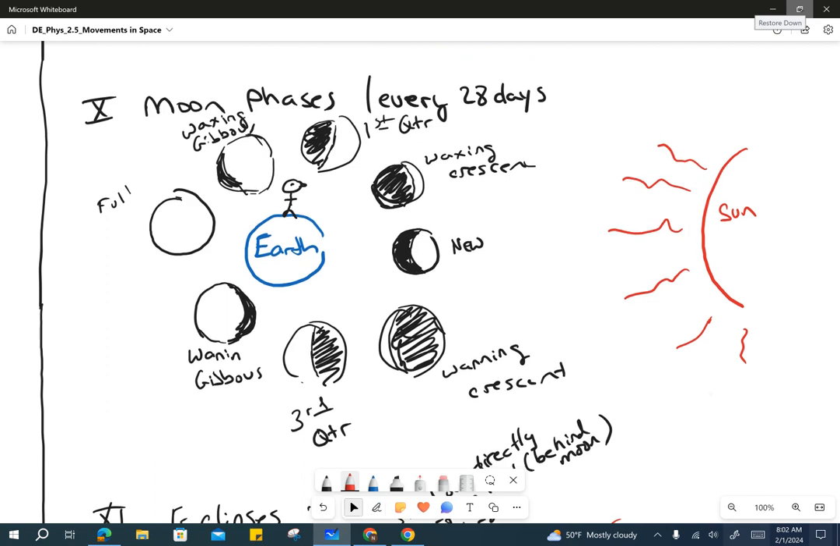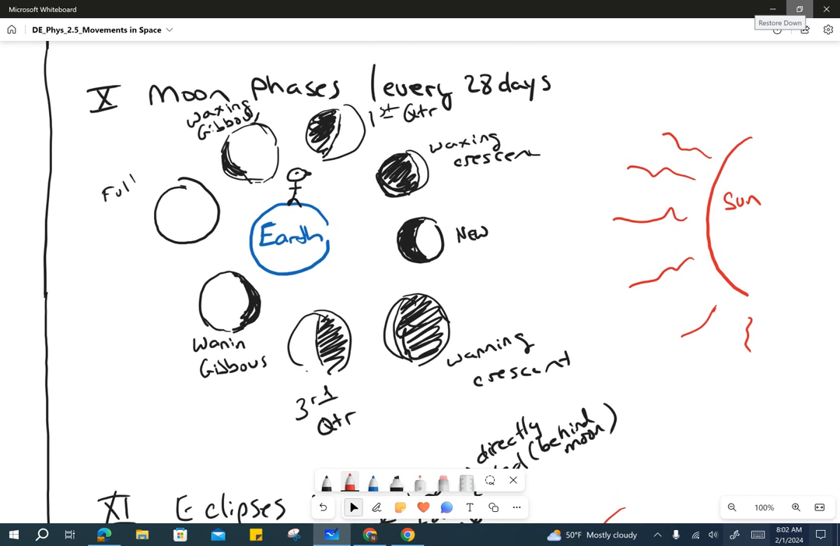Roman numeral 10, and we'll go and review this again. You have moon phases every 28 days. The moon is going to orbit around the sun, and that accounts for how visible the moon is in our sky.